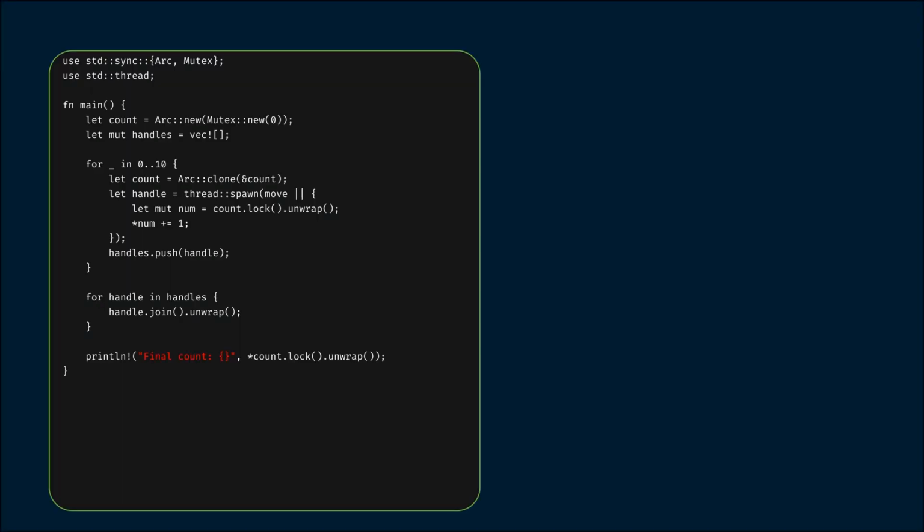Now let's take a look at a simple example of managing shared state in Rust using concurrency primitives.